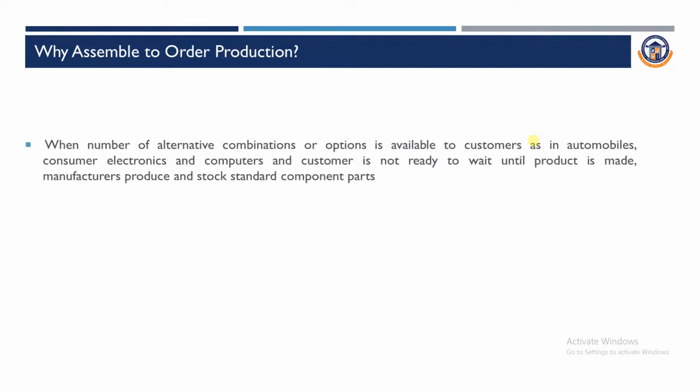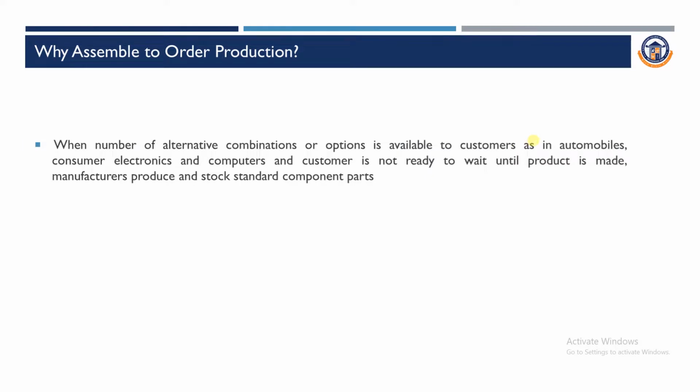Moving on to the third system, assemble to order system. What is the difference between assemble to order with respect to make to stock and make to order? So when a number of alternative combinations or options are available, particularly for customers, as in the case of automobiles, consumer electronics and computers, and customers are expecting quicker delivery of the products, they are not ready to wait till the entire production happens.